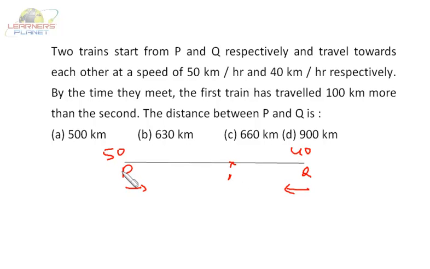If they are going to meet over here in 10 hours, that means this train will be running 50 into 10, that is 500 kilometers. And in 10 hours this train will be running 40 into 10, that is 400 kilometers. So the distance between P and Q is 500 plus 400, that is 900 kilometers. A very interesting question, very simple concept. I hope you are clear with the concept. Now let's take the next problem.